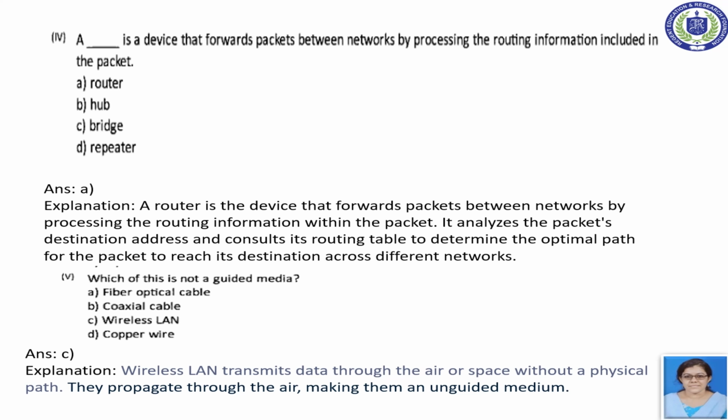Next question. Which of these is not a guided media? You have already read in the first chapter about guided media and unguided media. So here the answer is wireless LAN, because fiber optic cable and coaxial cable are all examples of guided media. The question asks which is not guided media, that means unguided media. So the answer is wireless LAN. Wireless LAN helps to transmit data through a wireless connection through air or space without a physical media or physical path. So it is an example of an unguided media.